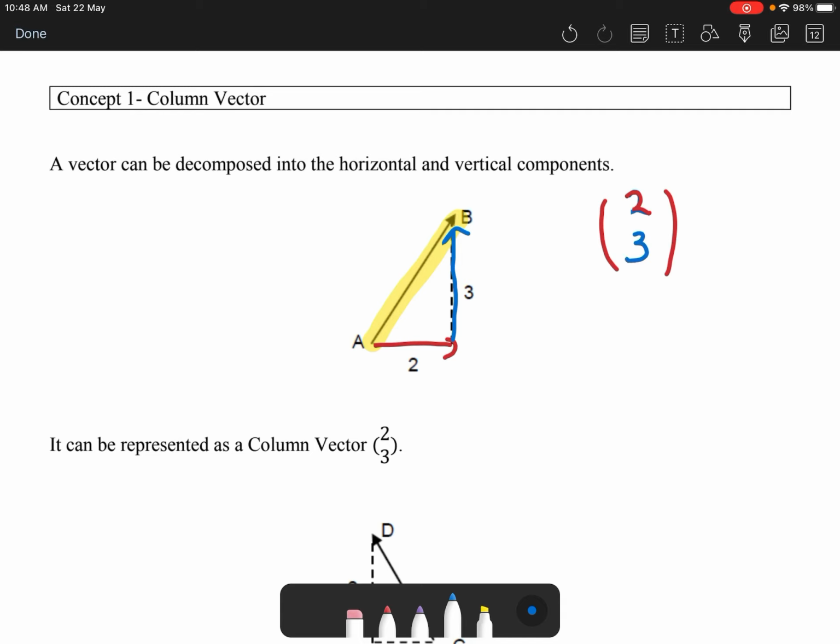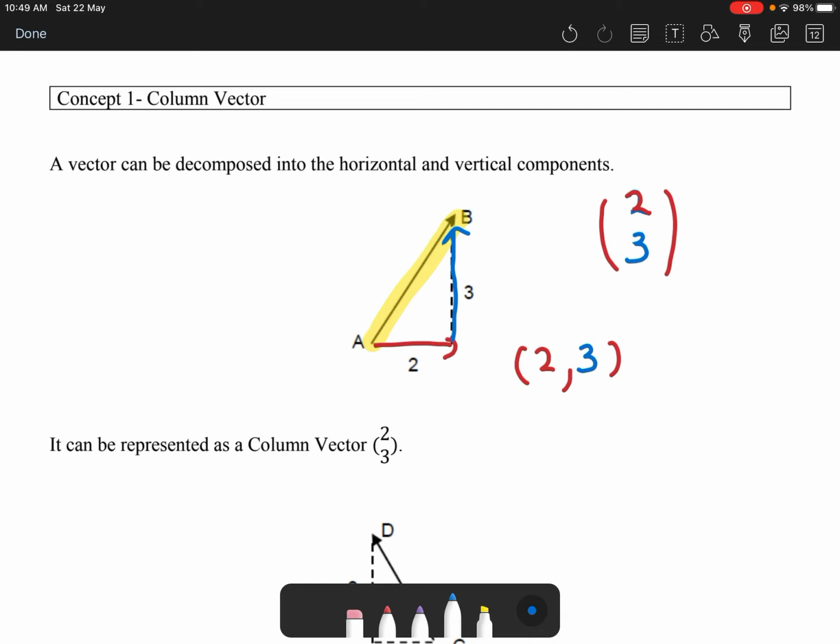Yeah. So it's something like your coordinate geometry, right? Coordinate geometry, we write in terms of this with a comma. And the left hand side is 2. The right hand side is your y coordinate. Yeah. So it's quite similar. Just that this one, the bracket is vertical.